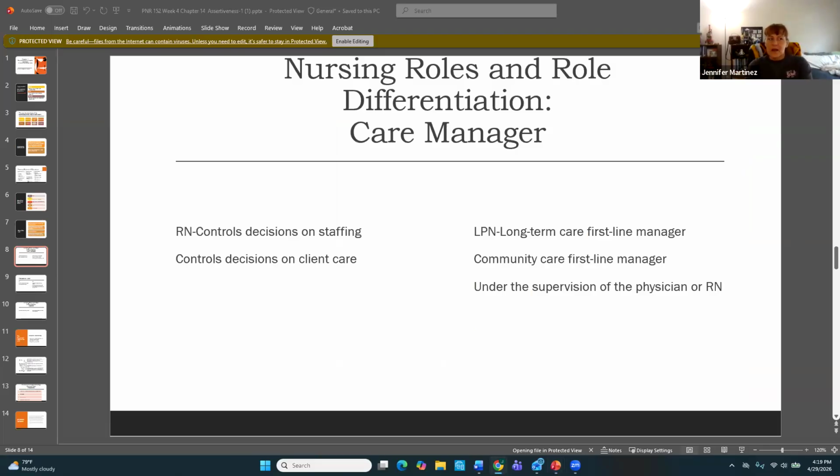I don't know if I mentioned this or not, but LPNs in long-term care are often the first line managers. LPNs are unit managers. They're sometimes even supervisors and assistant directors of nursing. I've also seen LPNs run assisted living facilities. So you do have an expansive role. In community care, a first line manager still will have some sort of supervision. So that is something to know as well.